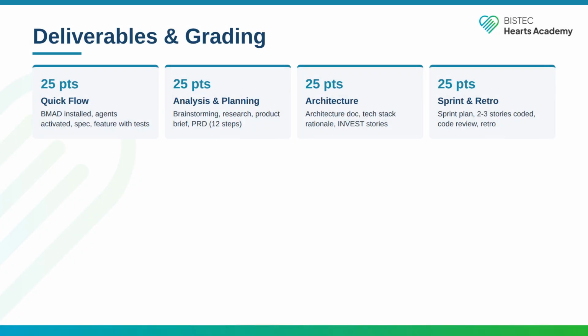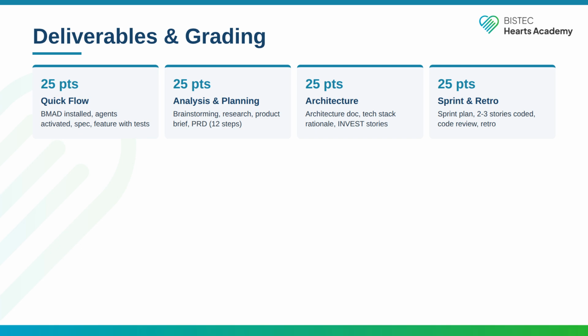Each deliverable is worth 25 points for a total of 100. Quick flow delivery covers installation, agent activation, the tech spec, and an implemented feature with tests. You need a working BMAD installation, evidence of all 5 agent activations, a complete quick flow spec, and code that compiles and passes tests. Analysis and planning covers brainstorming output with 20 or more ideas, a research document, a product brief with all 6 sections, and a complete 12-step PRD with MoSCoW prioritization.